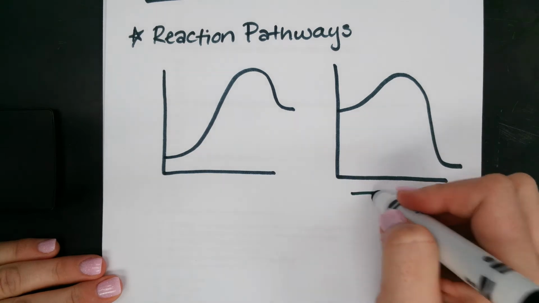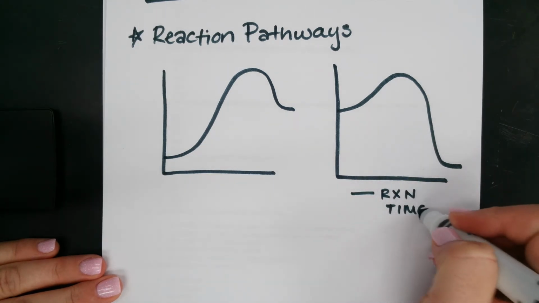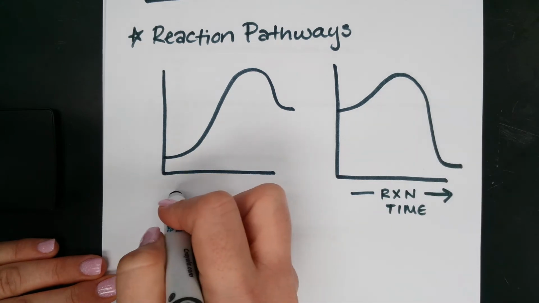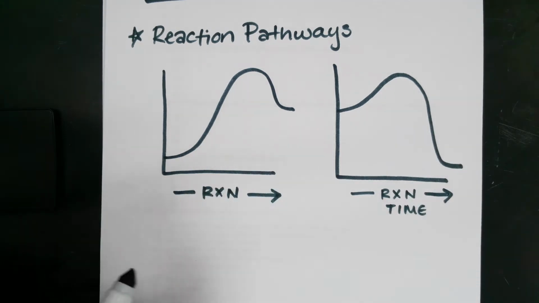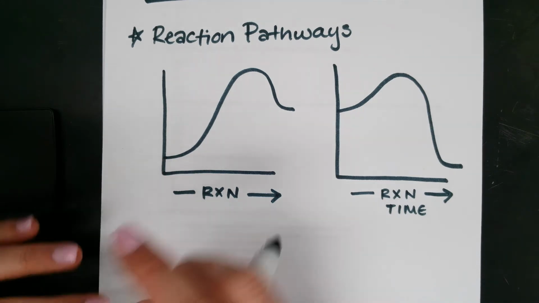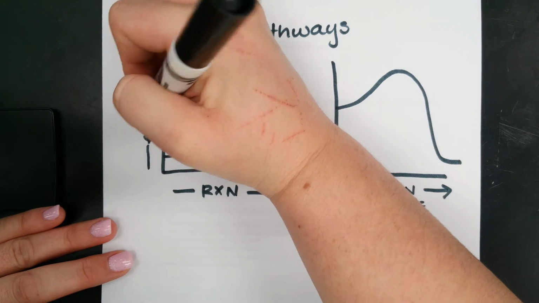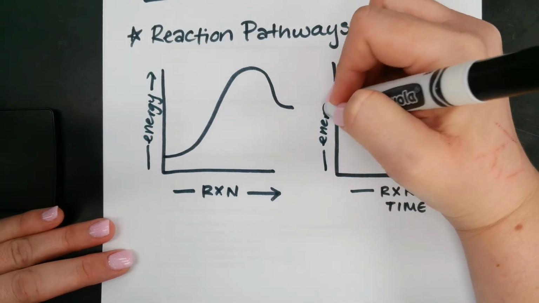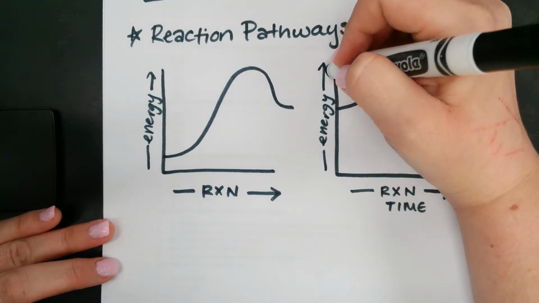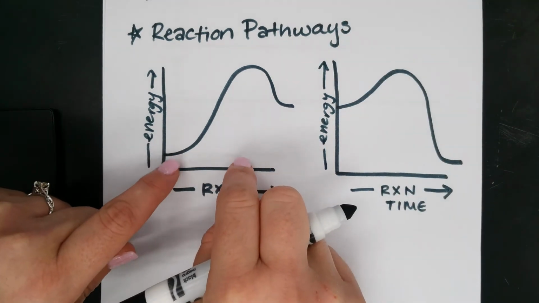Over on the x-axis, this is just the reaction happening, or you could say the time of the reaction, anything like that. It could be measured in seconds, minutes, hours, who knows. Our reactions happen over a lot of different times. And then over on our y-axis, this is going to be the energy. Again, that's true for both of these graphs. So we're going to focus with this one first.